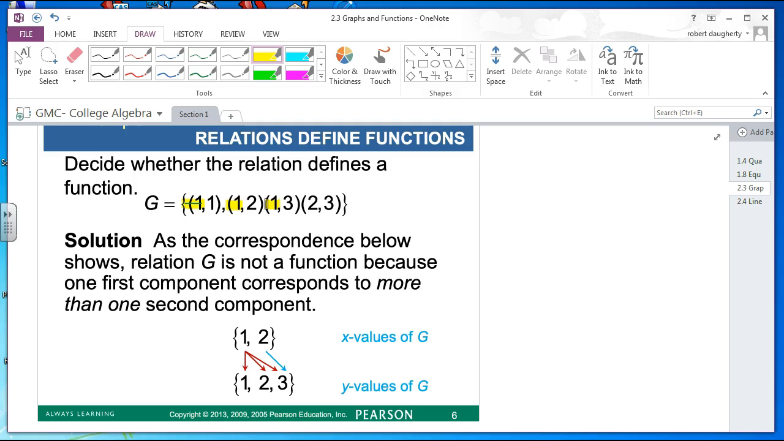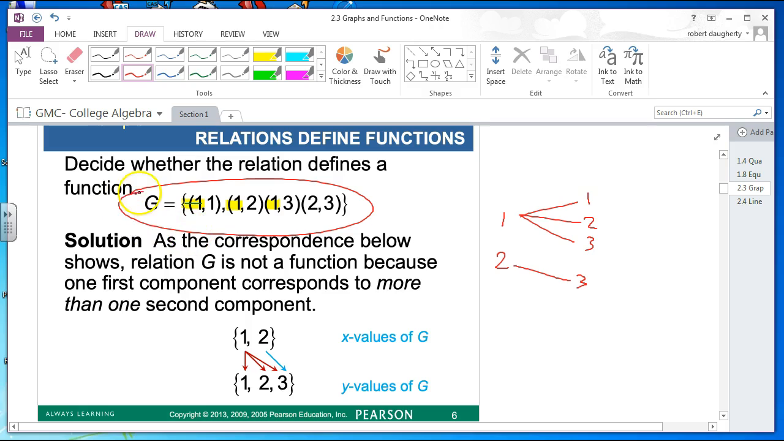Now, another way they show it to you is in a mapping form. They show you something like this: 1 and 2. With 1, you get three different outcomes, 1, 2, 3. And with 2, the only outcome you get is 3. So this is not a function, because for a function, for every x there's only one unique y value. In this case, I can see by looking at the ordered pairs when I see those repeated x values, and by looking here when I see an x mapped to different y values, that makes this relation G not a function.